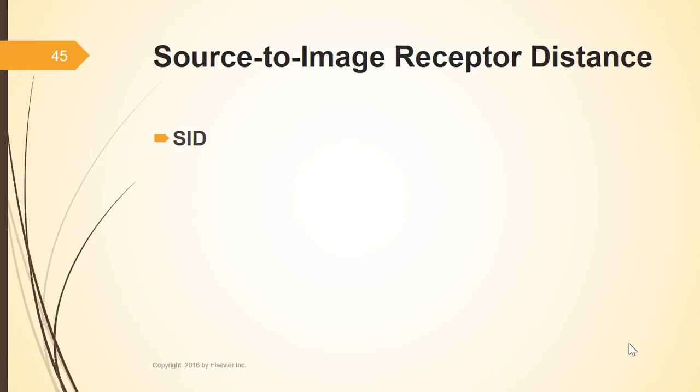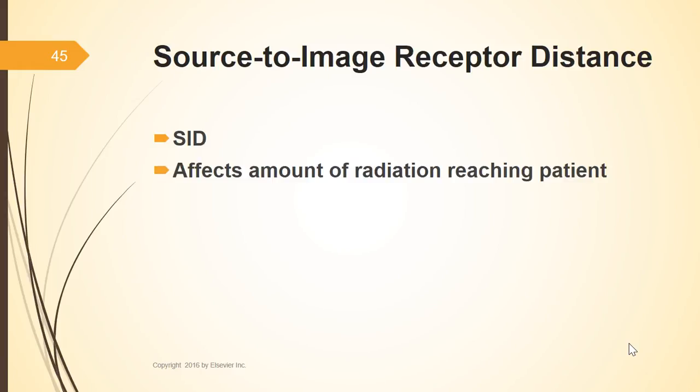So now let's move on to source to image receptor distance. Easy enough to say, SID. The distance between the source of the radiation, which is your tube, and the IR is called the source to image receptor distance. And it affects the amount of radiation that actually reaches the patient. Because of the divergence of the X-ray beam, the intensity of that radiation varies at different distances. So not only is it how far away from the patient it is, but then once it hits the patient, how much is actually left over.